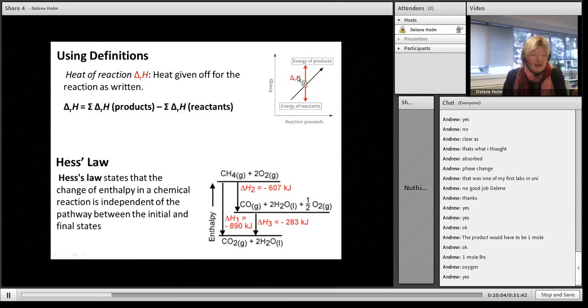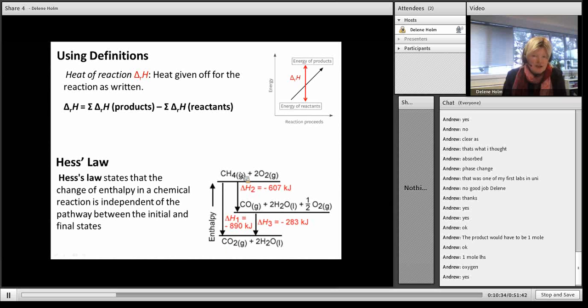So it doesn't matter if I zigzag my way up the mountain, or if I go straight up a ladder up the mountain, eventually I'm going to have the same amount of energy when I get to the top of the mountain, that sort of style. So they give an example of if I have methane and oxygen being burnt, I get carbon dioxide and water, I have got an X amount of energy that's given off.